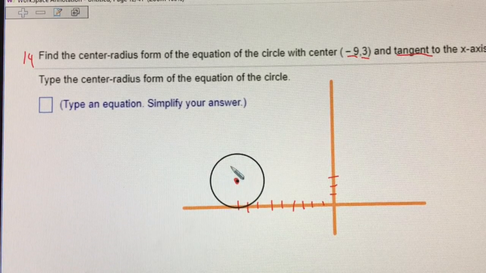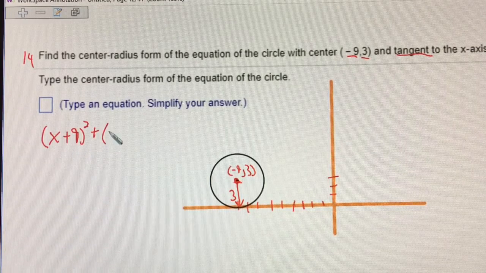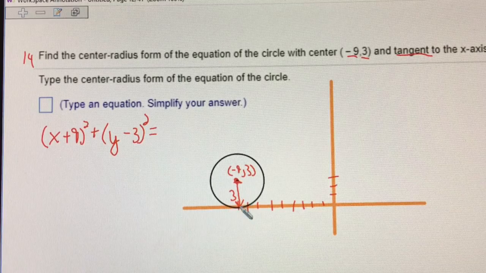So right now I know that my center is at negative 9, positive 3, and this radius from this spot to this spot is also 3. So the equation is going to be opposite plus opposite equals the radius squared.